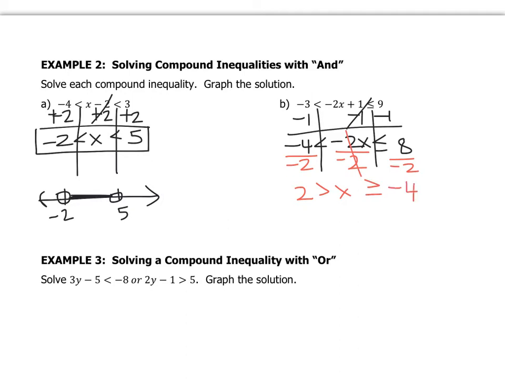So the numbers are backwards, right? Usually negative numbers are on the left and positive numbers are on the right. So you can reorder it if you want. You don't have to. But that's what it's going to look like.